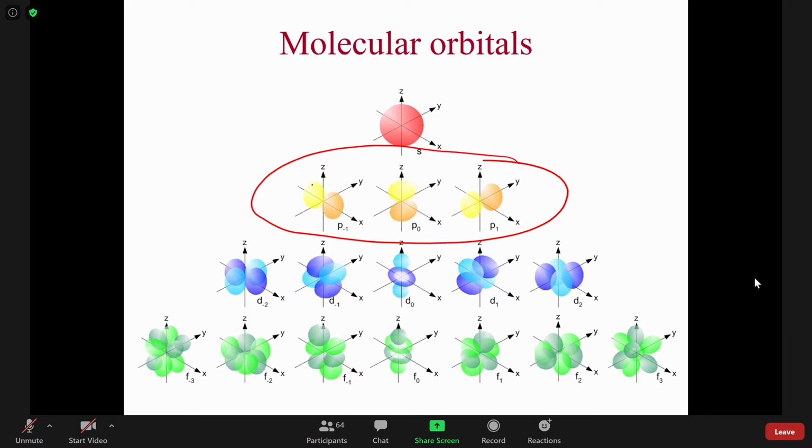Each orientation of a p orbital, I remind you, can hold up to 2 electrons, for a total of 6 electrons. And each of these is at 90 degrees to one another. This one's on the x-axis, this one's on the z-axis, and this one's on the y-axis. So they're at right angles to one another. It gets obviously more complicated down here, but we still understand that these are all at different orientations.